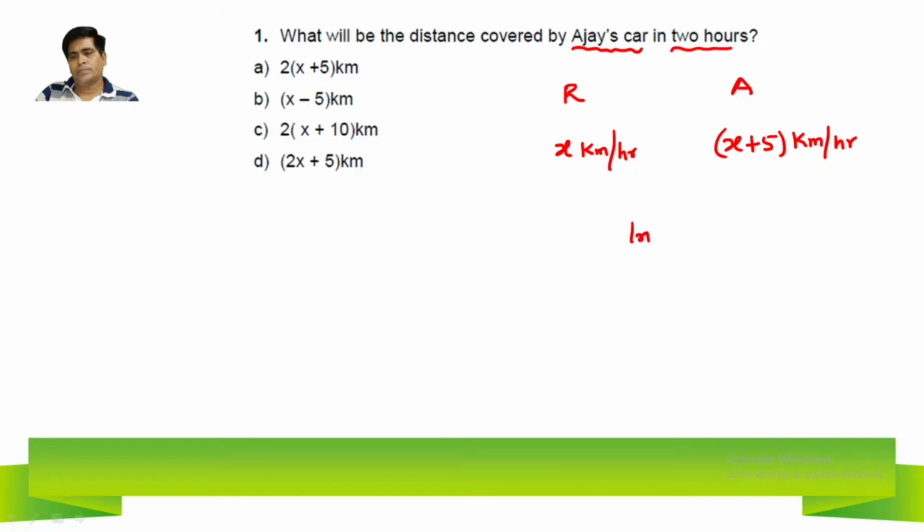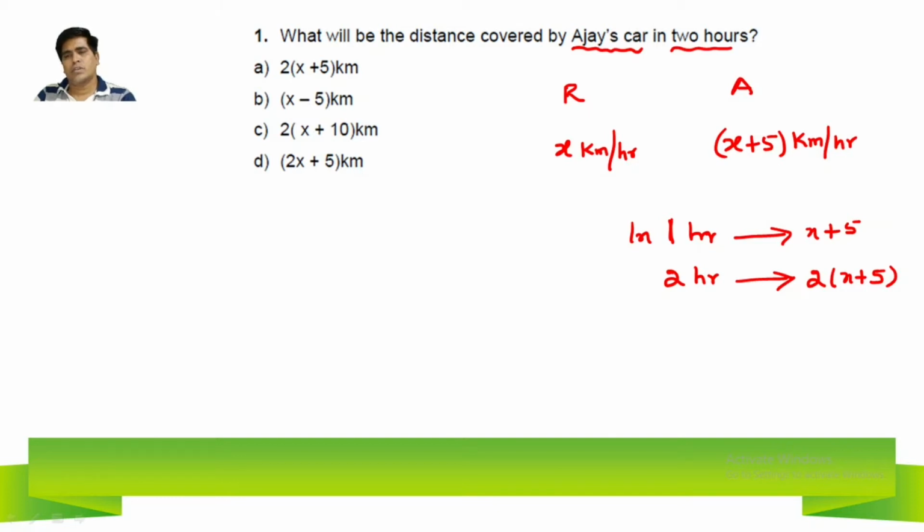In 1 hour, it travels x plus 5 kilometers. In 2 hours, how much does Ajay's car travel? Simple: 2 times x plus 5. In 1 hour, this many kilometers he is covering, so in 2 hours, definitely he covers this much distance: 2 times x plus 5. This is the option we have.